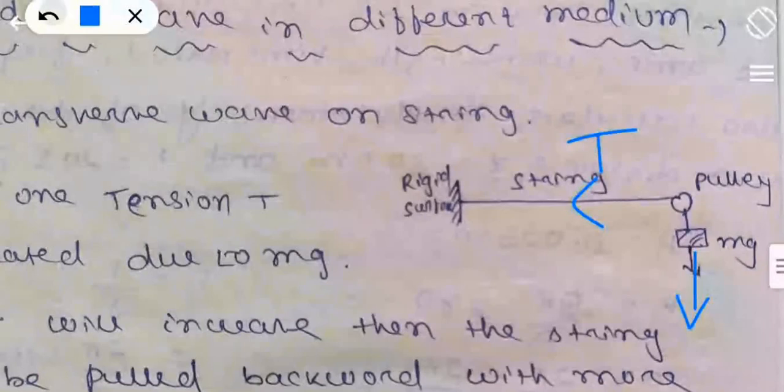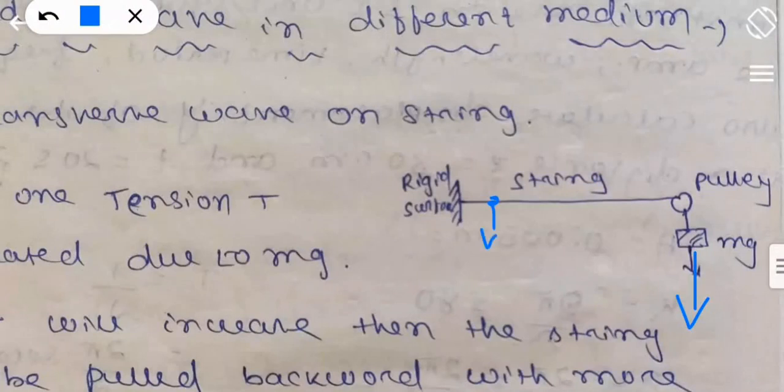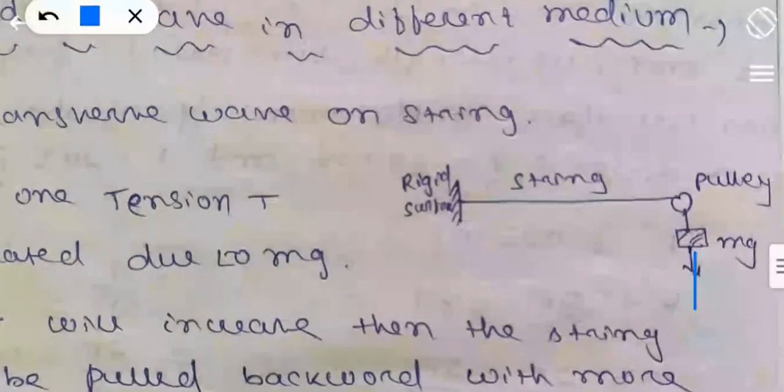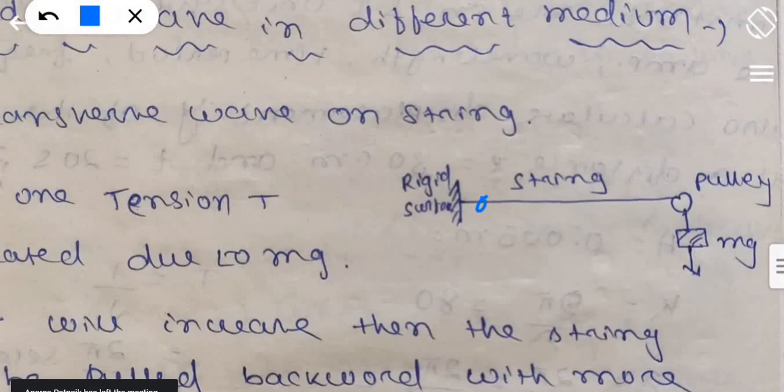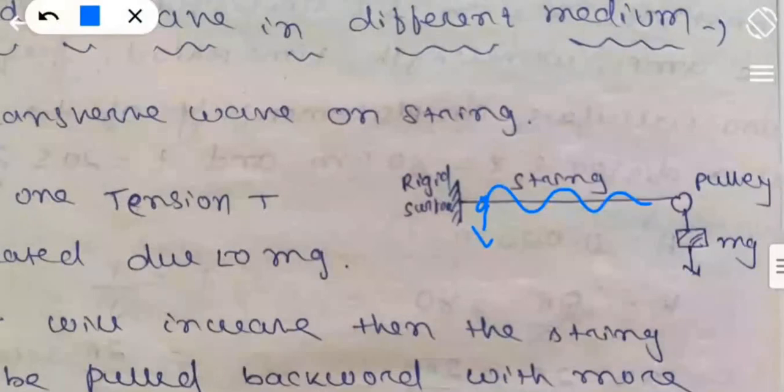If the tension increases, and you pluck here, pluck means you pull this in a downward or upward direction in order to create an oscillation. If you pull it and then leave it, then obviously a wave is going to travel in this direction. So you pluck it here, and you will observe the velocity is higher. Why is it higher? Because the tension is higher.